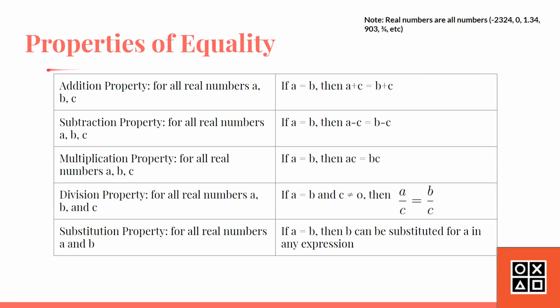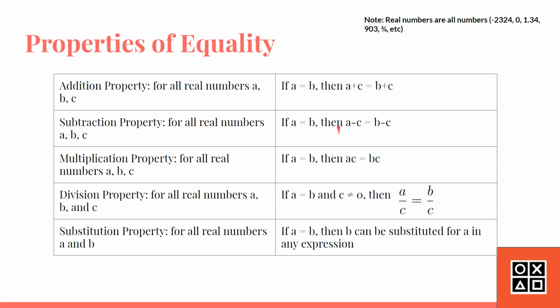We will now explore properties of equality. Note that real numbers are all numbers that you can think about, such as negative 2024, 0, 1.34, 903, and 3/4. Think of a number and it should be a real number. The addition property is if A equals B, then A plus C equals B plus C. For example, let A and B equal 2 and C equal 1. 2 plus 1 is indeed equal to 2 plus 1 because 3 equals 3.